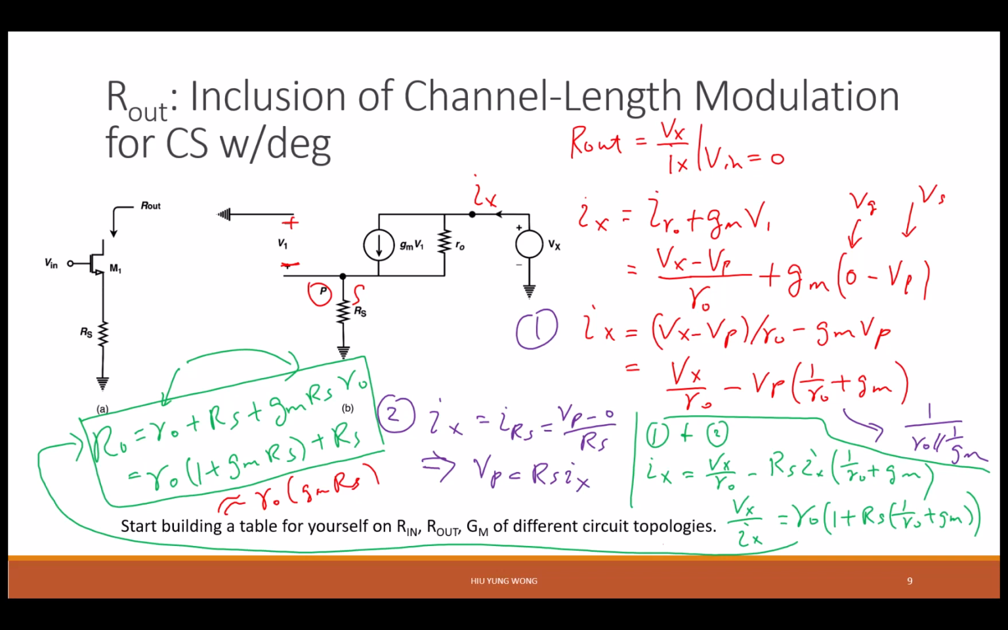This is current. This is current. Vx divided by Ix. Yeah, I'm wrong about this, right? So this should be multiplication. Do you see this? This is plus Rs times 1 over R0 plus Gm. Do you see this? What mistake I make, right? So this is Vx divided by R0, and I put this to the left.